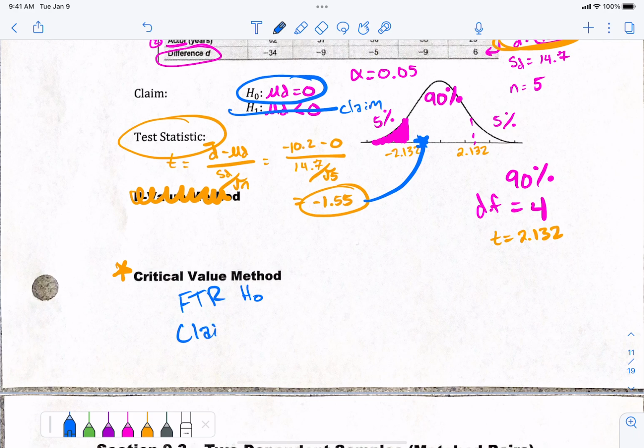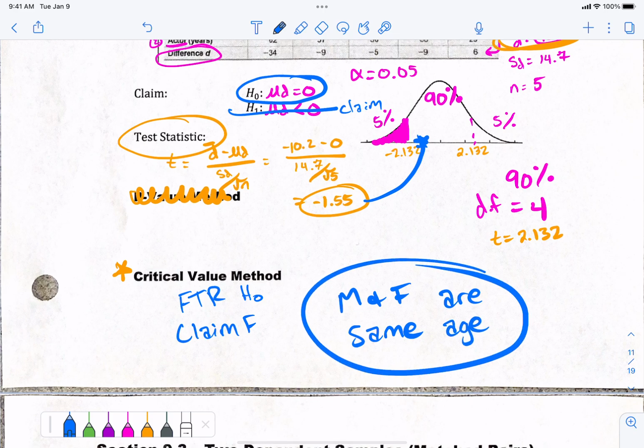So what does that mean? Basically they're saying males and females are the same age. I don't agree with that. I think that according to that table, it looks like women are younger, right? That's what I would have assumed. But they're saying the ages are not far enough apart to say they're different. An average of 10 years is a pretty big gap. That's huge, okay? Do you see how that works?